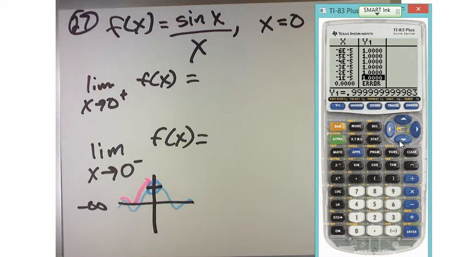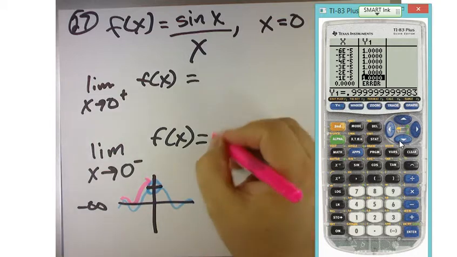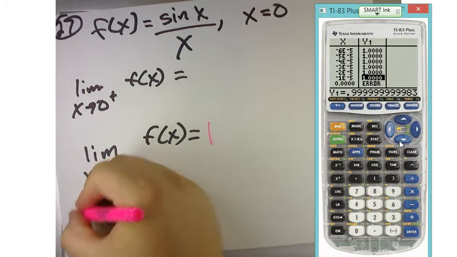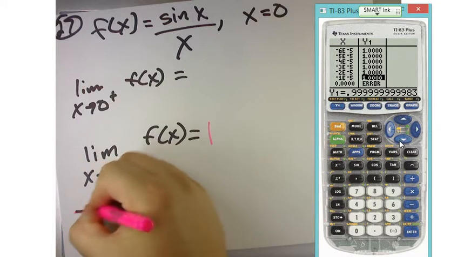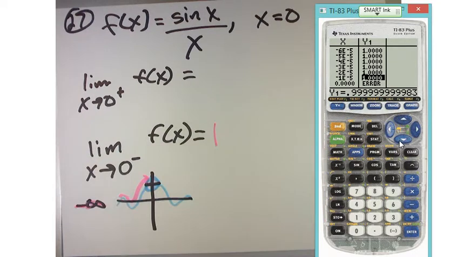If I could, what would you say y should be when x equals 0, if I could plug it in? 1. So as I come from negative infinity, as I come from this direction, my y value approaches 1.